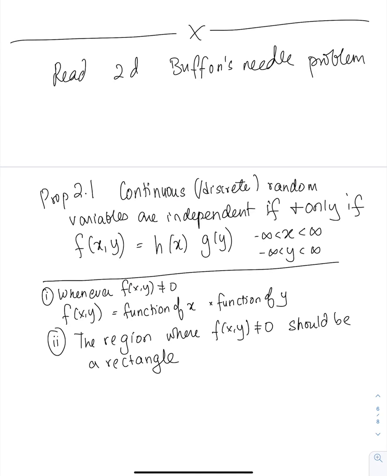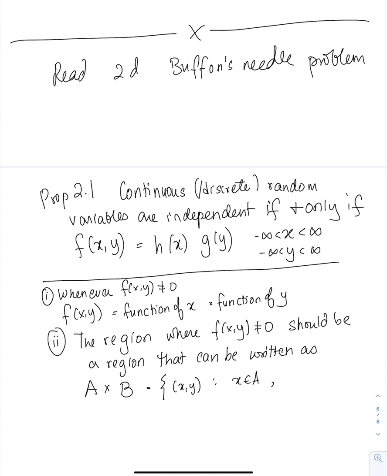Okay. I mean, actually, I shouldn't say it should be a rectangle. It should be a Cartesian product of sets. Should be a region that can be written as A cross B. Okay. What does that mean?